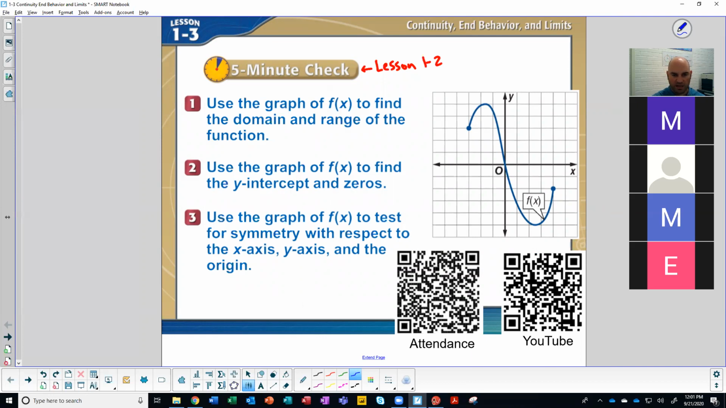I'm not going to go over y-intercepts and zeros other than to say a zero is another name for an x-intercept. So where does it cross the y-axis? Where does it cross the x-axis? That's basically what you're doing in number 2. What I am going to talk about is symmetry.